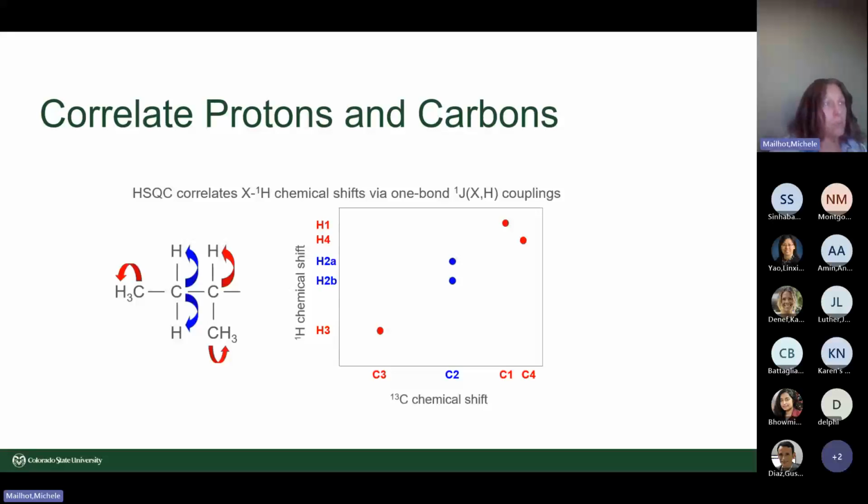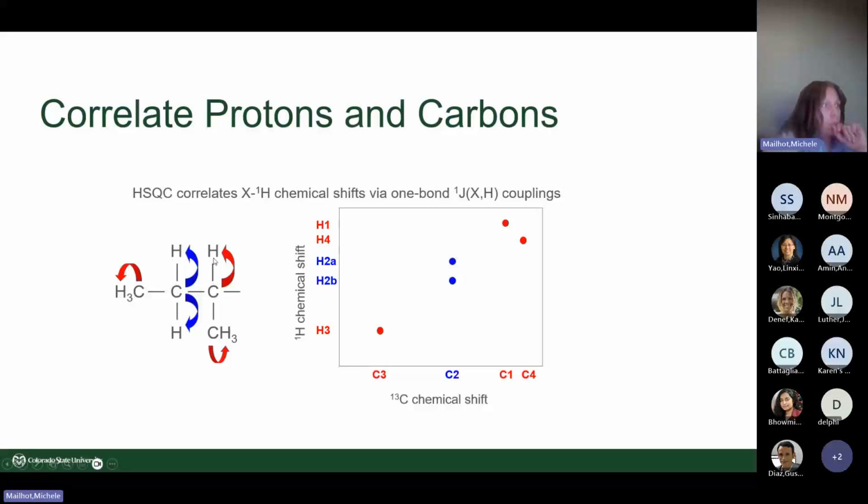So once you have your proton 1D, your carbon 1D, the next step is to take a proton carbon correlation experiment. So that's typically an HSQC experiment. So what does that really mean? So for this carbon attached to this proton, you would see a cross peak. This cross peak is driven by the J coupling on the bond. So these are through bond experiments. So this is a one bond experiment.